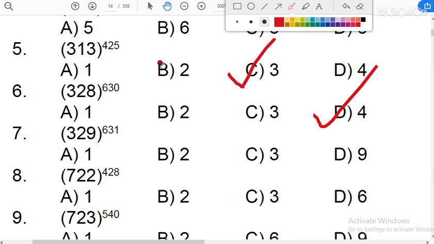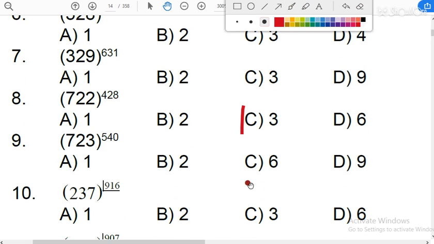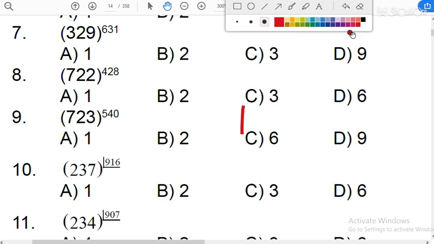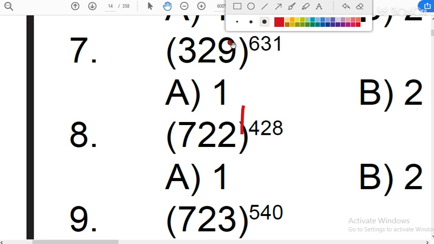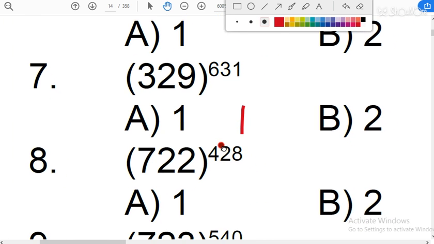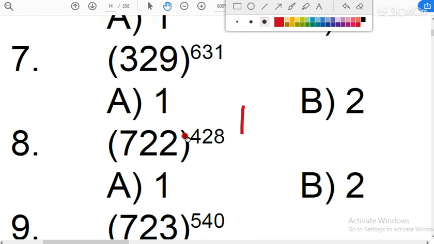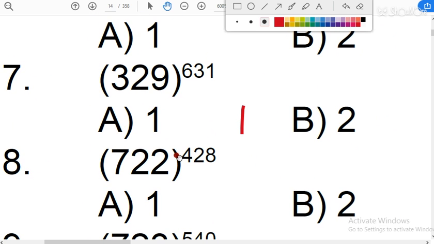So let me solve some questions. After many days I am also trying, so it feels good when we do some questions and we are attempting them right. So I am going to now question number 7. Let me zoom a little bit so that it will be more clear to you. Okay, now it will be more clear to you.